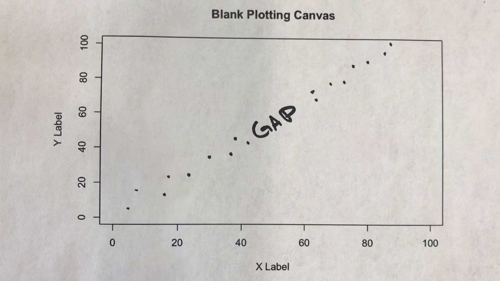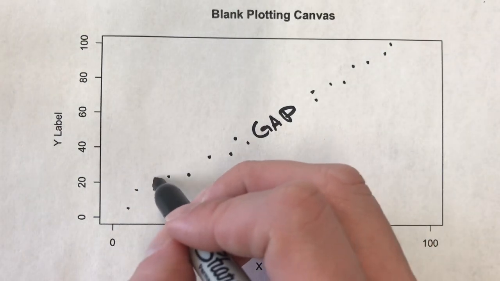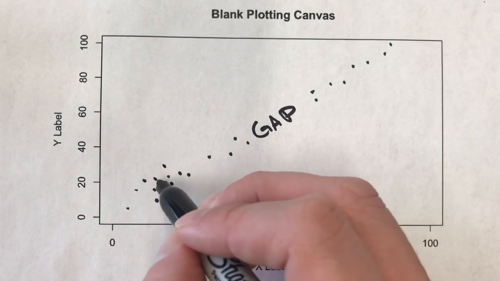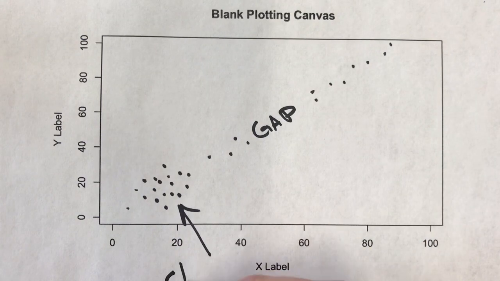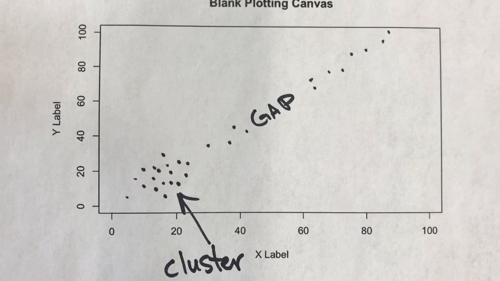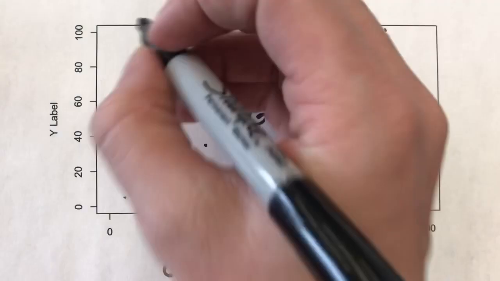I need a cluster, so I'm just going to take a bunch of dots and make a bunch more of them. So there's a cluster right there. And I need an outlier, which is a dot that just seems to be out of place. How about you? Way out there, outlier.